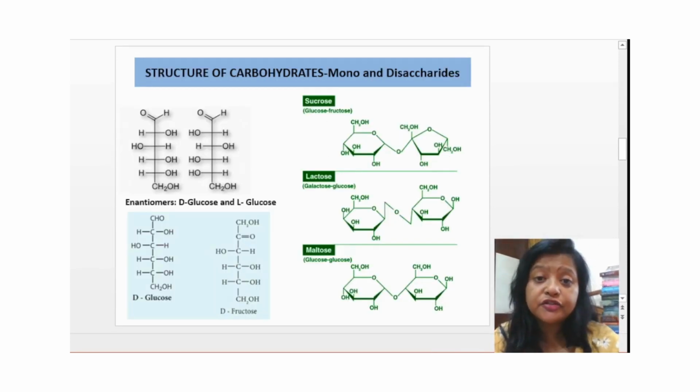So now we'll talk about the structure of carbohydrates. Basically, the structure of carbohydrates depends on the number of sugars present.